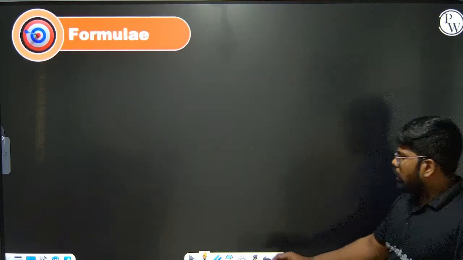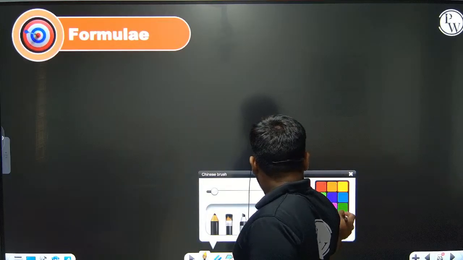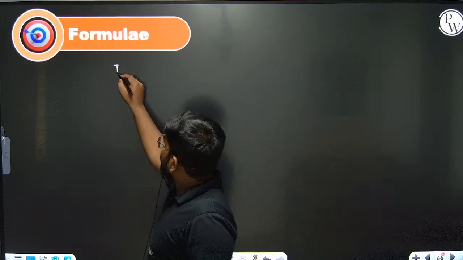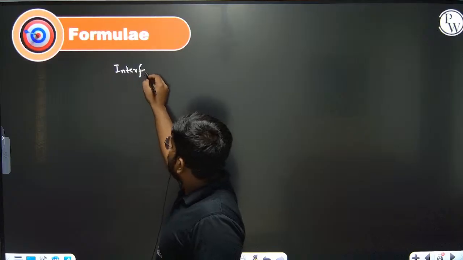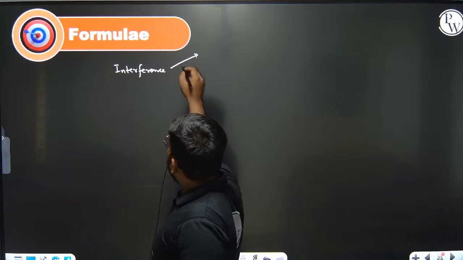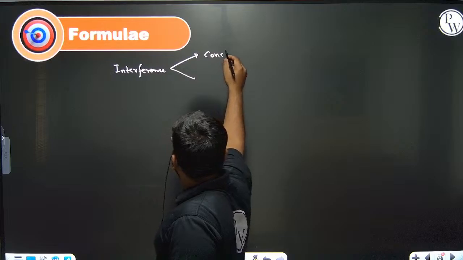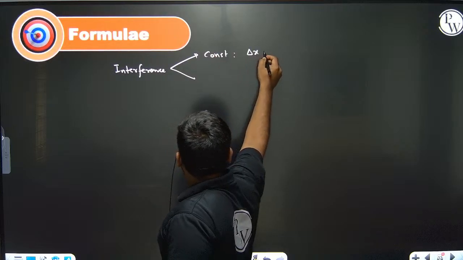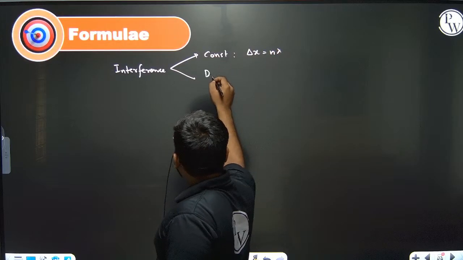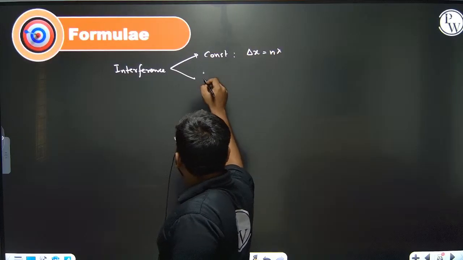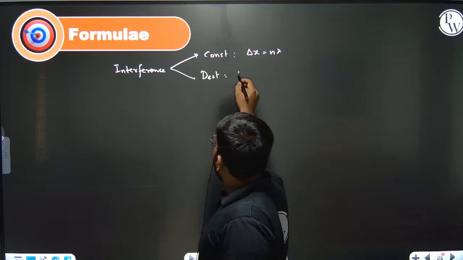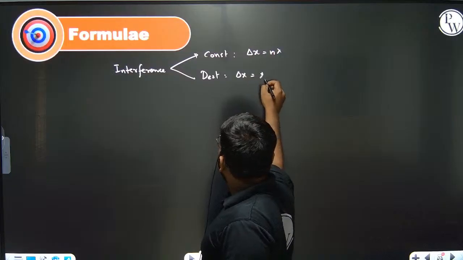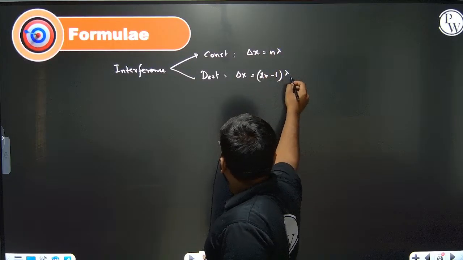You can also see the formulas. What are the formulas involved? For YDSE, it is all about interference. For constructive interference, the condition is delta x should be equal to n lambda. For destructive interference, delta x should be equal to (2n minus 1) into lambda by 2.